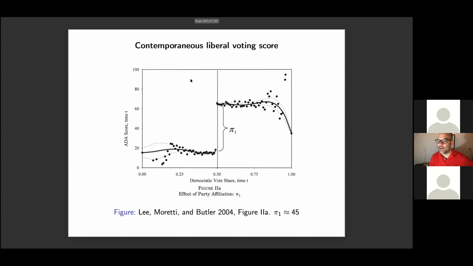This is the column 2 result. When you elect a Democrat, you will cause liberal voting scores at the margin to increase by 45 points. Causal under smoothness.